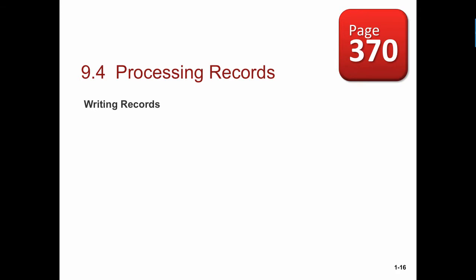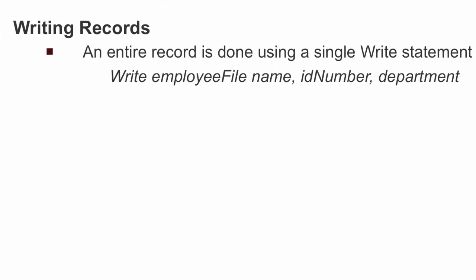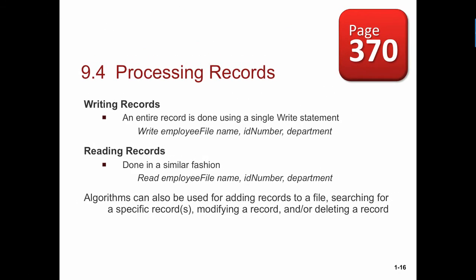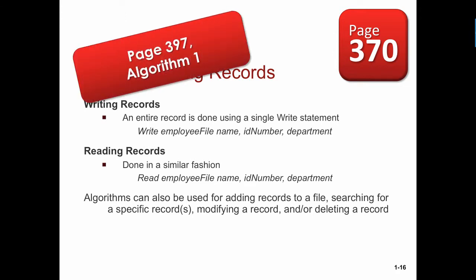When we process records, we basically do 2 things. We can write records, so the entire record is done by writing in a single statement. So we could say write employee file, and then we would say name, ID number, and department as the 3 fields we're actually writing to. If we're reading records, we would do the same thing. We would say read employee file, name, ID number, and department. Algorithms can also be used for adding records to a file, for searching for a specific record, for modifying a record, or deleting a record. Turn to page 397 and do Algorithm Workbench number 1.